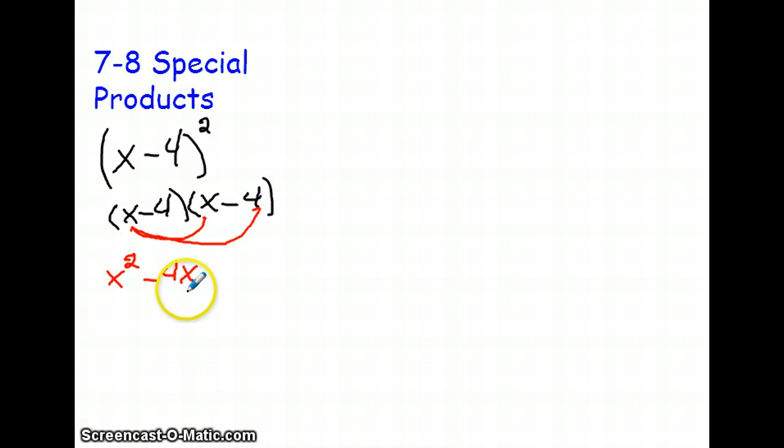Then what? Negative 4x again, so negative 4x. And then negative 4 times negative 4 is what? Not positive 8. Negative 8. Not negative 8. Positive 16. Joking. Yeah, of course, joking. Oh, I should probably actually make that look like a 16.